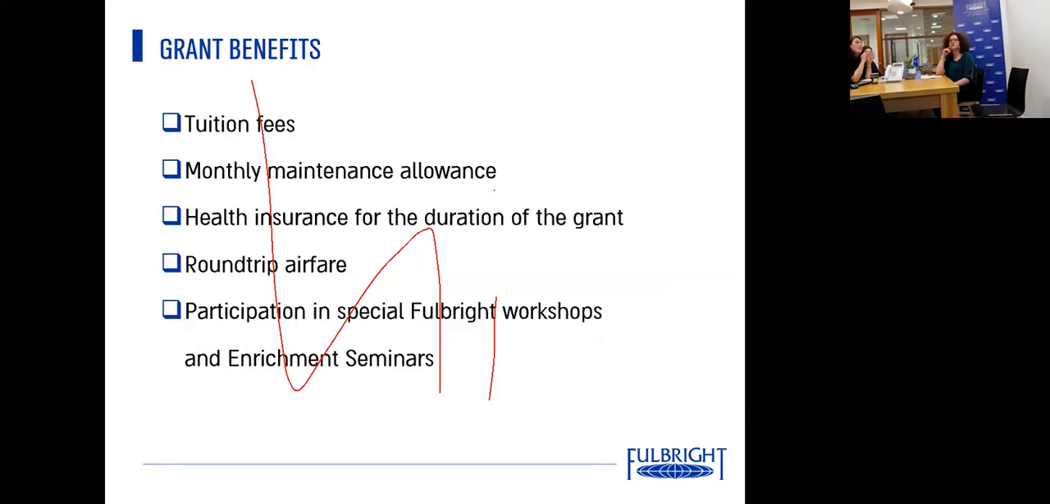I will continue. What do you get from becoming an FLTA? Well, first of all, your tuition is paid. Secondly, you get monthly maintenance allowance. We also pay for your health insurance during your stay. You get from us a round-trip airfare to the States and back to Israel when you finish. And you will be able to participate in many special Fulbright events, workshops, and seminars. And believe me, they're a lot of fun.